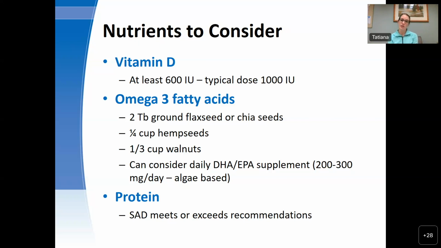A lot of people are familiar with getting their omega-3s from fatty fish like salmon. Obviously, that's not on this eating pattern, but we do have good news in that we can get omega-3s from some plant-based foods, including flaxseed and chia seeds, hemp seeds, and walnuts. They're very similar to the iron conversation.